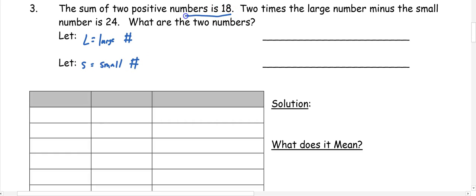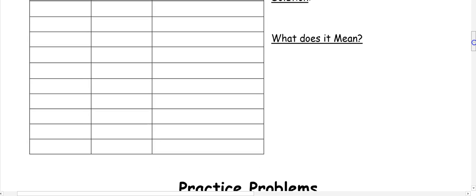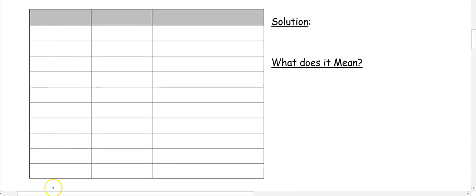It told us two sentences. The first one tells us that the sum is 18. So remember, sum is addition. So we have L plus S equals 18. And then our second sentence, 2 times the large number minus the small number is 24. So we have "is" 24, that equals 24. 2 times the large number, so 2L, because it's a large number, minus the small number, so minus S equals 24.